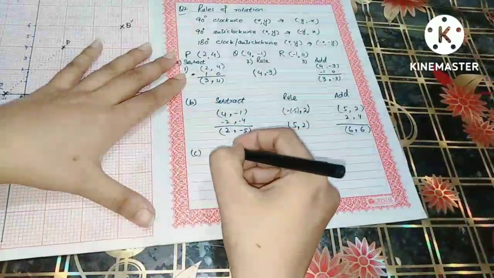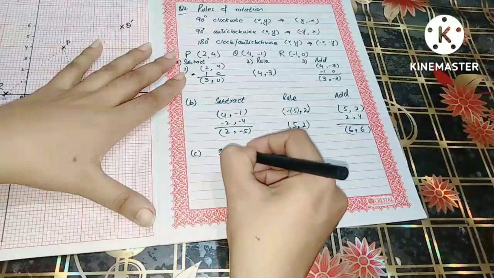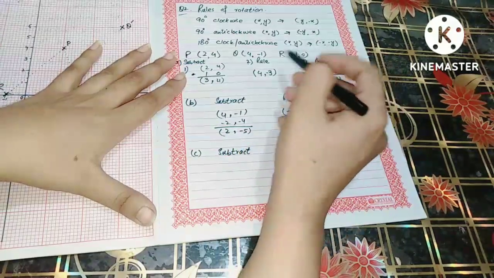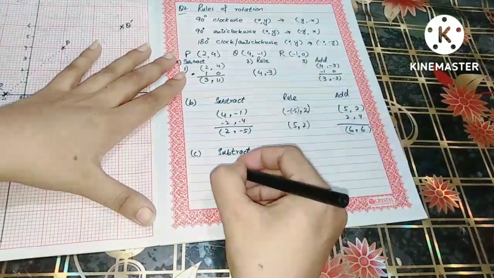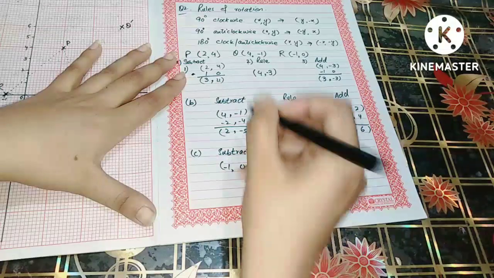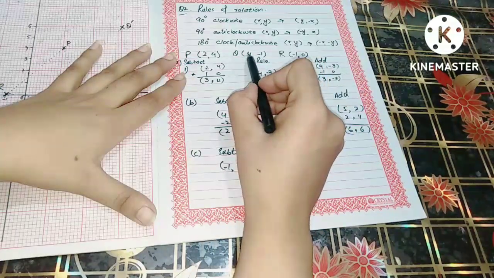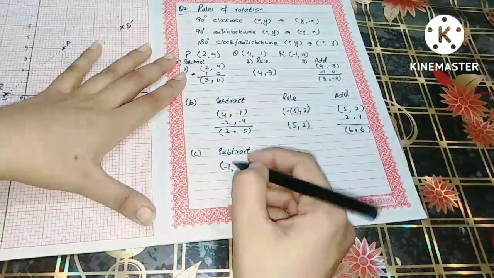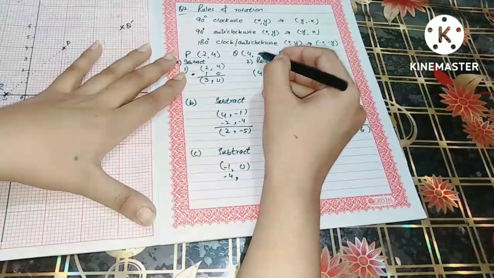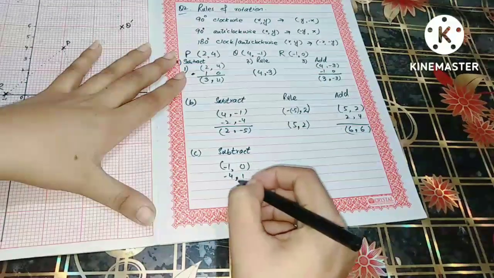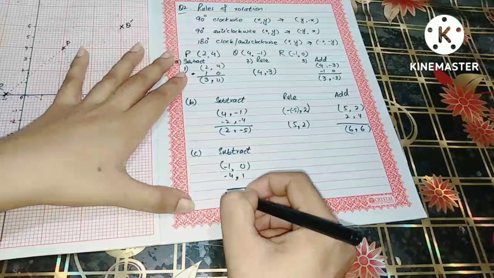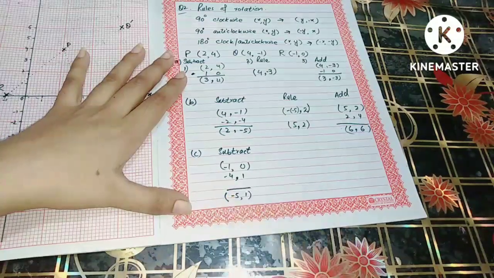So again follow the same steps. Subtract. About this point, so (minus 1, 0) is the original point. Subtract this point. When you subtract, their signs will be changed. Minus 4, it will become minus 4, and minus minus is plus 1. So you will get (minus 5, 1).